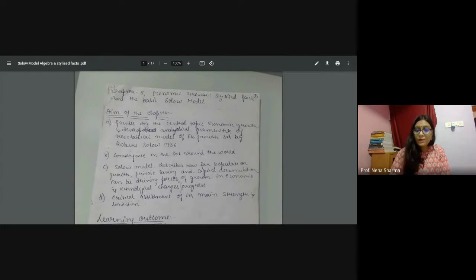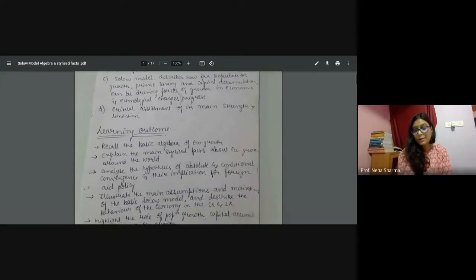In this, we also study the convergence in the standard of living around the world. Also, the Solow model describes how population growth, private saving, and capital accumulation can be the driving forces in the growth of the economy, along with technological change or progress. Ahead of this, there is a critical assessment of the main strengths and limitations.